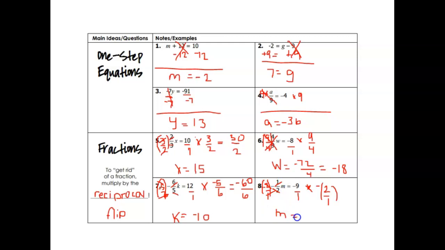Okay? On the right side, guys, we got to multiply straight across. 9 times negative 2, well, that is negative 18 in the numerator. And then in the denominator, 1 times 1 is just 1. So we know m equals negative 18. All right, guys, that's where we're going to stop with one-step equations. We'll stop right there, and then I want you guys to practice. You are going to practice doing some one-step equations.